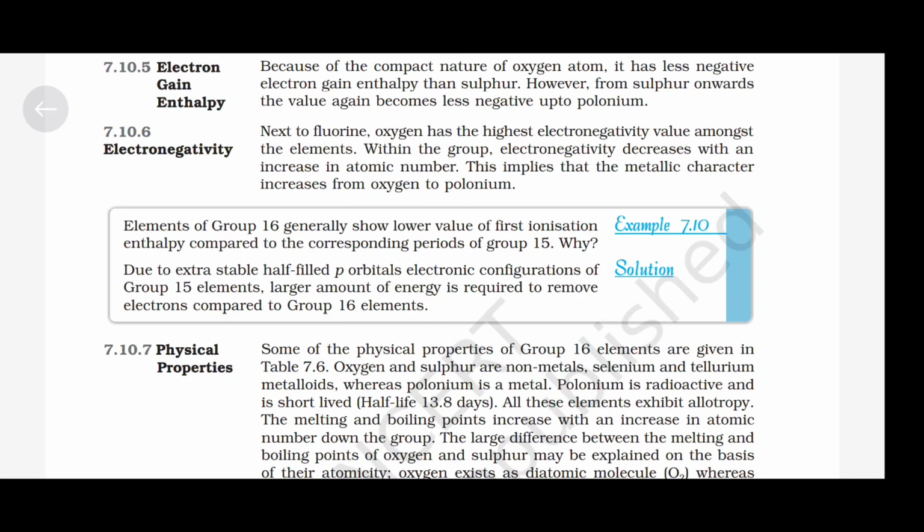Elements of group 16 generally show a lower value of first ionization enthalpy compared to the corresponding periods of group 15. Why? The answer is very easy. Due to extra stable half-filled p orbitals electronic configuration of group 15, a larger amount of energy is required to remove electrons as compared to group 16 elements.